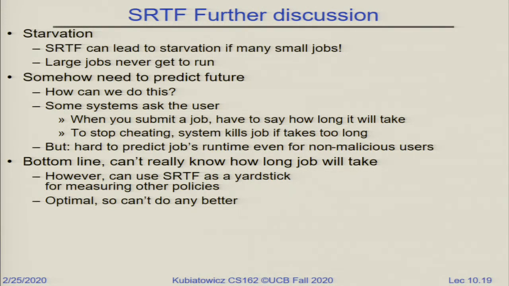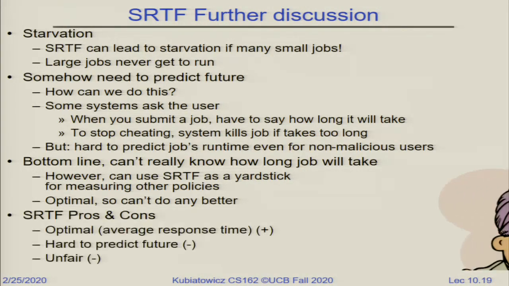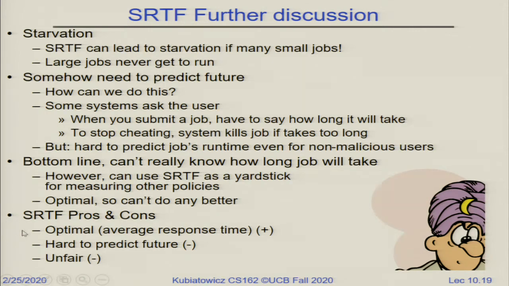And it could be something that we're going to try to approximate, and I'm going to tell you about that in just a second: how could we get close to SRTF, such that we're predicting enough of the future that we could get SRTF behavior. But think of SRTF as the guaranteed not to exceed optimal case against which we're measuring. So the pros and cons: it's optimal for average response time. Unfortunately, the negatives are it's hard to predict the future and it's unfair.